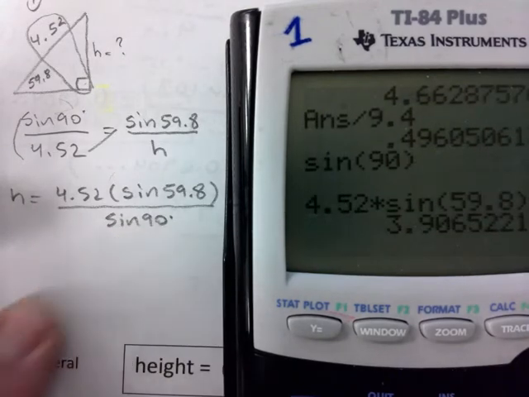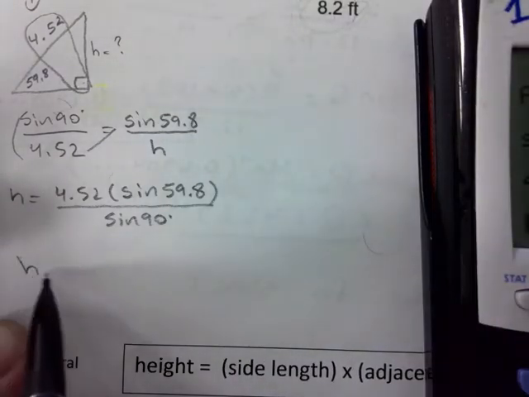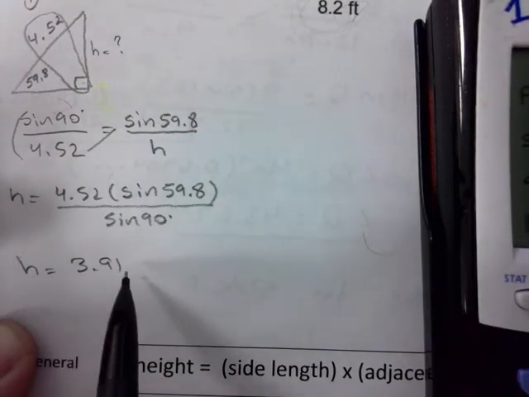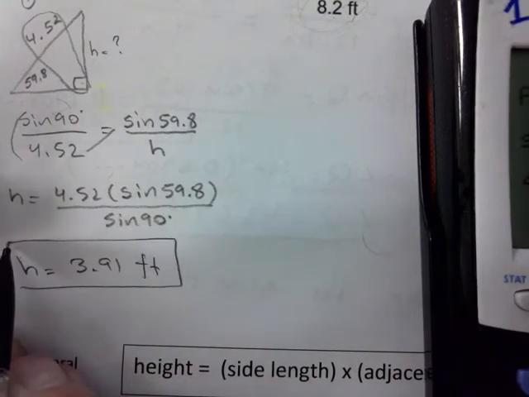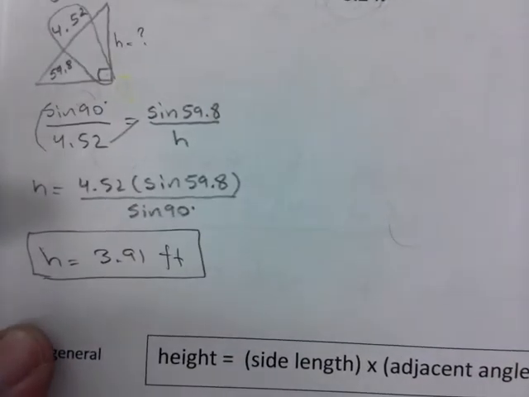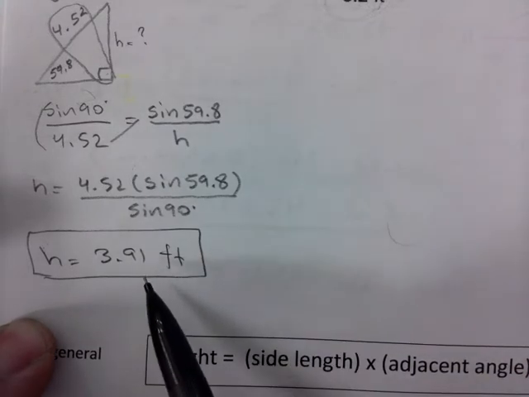So that is 3.91, right? 3.91 is my height. And we are in feet. So that is important to me. I'm going to box that in. Okay. I just figured out that the height is 3.91. And you have to agree with me, right? Once you find the height, it doesn't change. It should be 3.91 regardless of what you do.